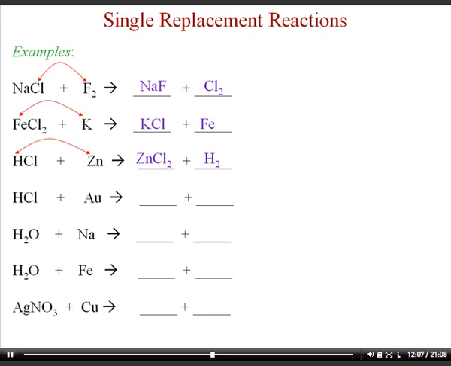The next example we have gold trying to kick out the hydrogen. Now this reaction can't happen because gold is actually less active than hydrogen. So hydrogen's going to want to bond to the chlorine more than the gold could.